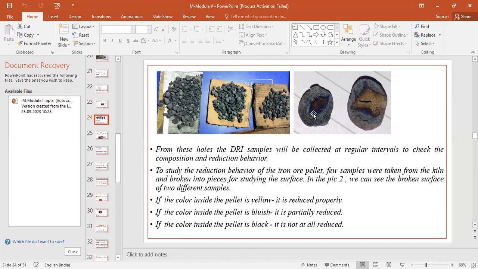So if the color inside the pellet is yellow, like something like this, that means it is reduced properly. If the color inside the pellet is bluish, it is partially reduced. And if the color inside the pellet is black, then it is not at all reduced. So this is how we can identify the reduction behavior of the pellets inside the kiln.